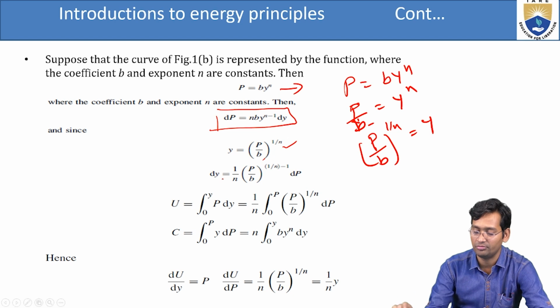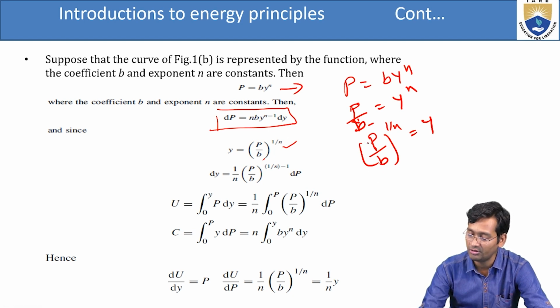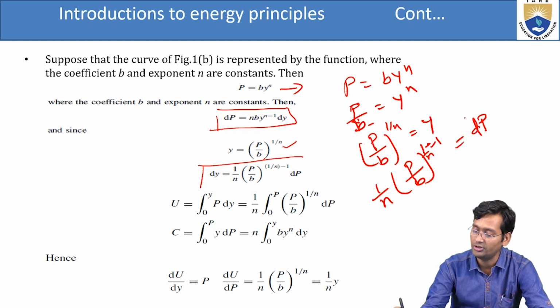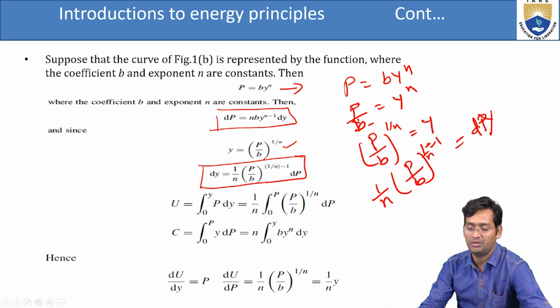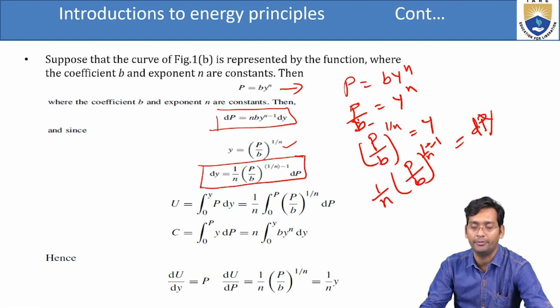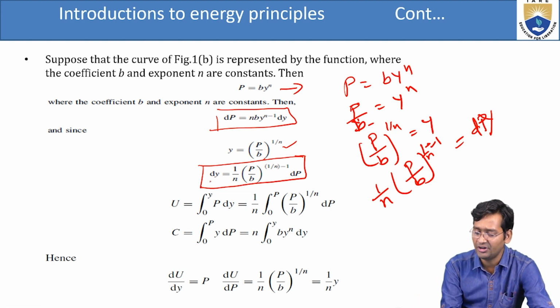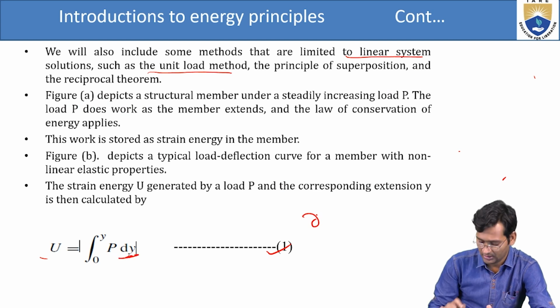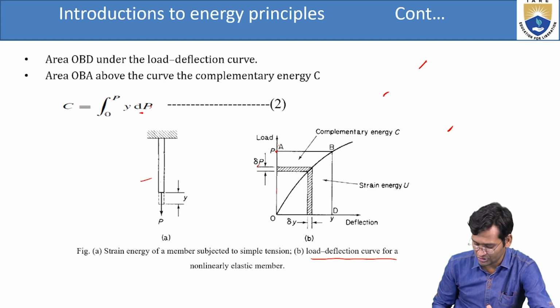Now differentiate this. After differentiating, power 1 by n is there, so dy equals 1 by n times (p by b) to the power 1 by n minus 1, with dp. Right. Now we have the dy, we have the dp. Substitute in the energy equations. So what are the energy equations? Here we have dy and here dp. So substitute in these two equations.